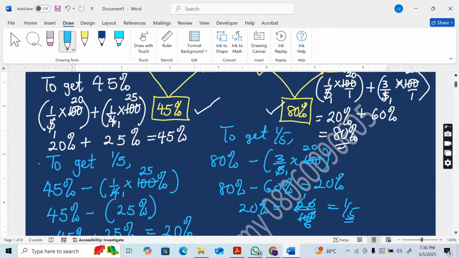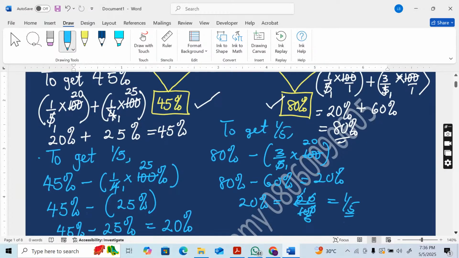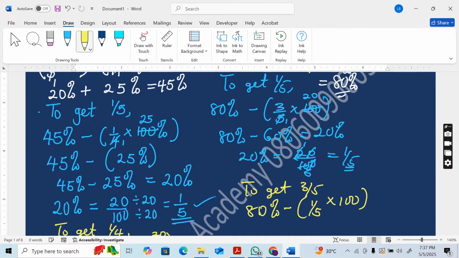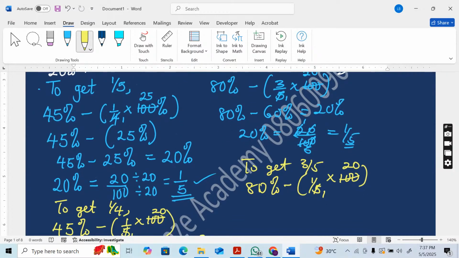Now, the next one is 3 over 5. How do we figure out 3 over 5? So to get 3 over 5, that will be 80% minus the percentage of 1 over 5. All right, 5 divides 5, that's 1, and 5 divides 100, that's 20. 20 times 1, that is 20%. So 80% minus 20% is equal to 60%.